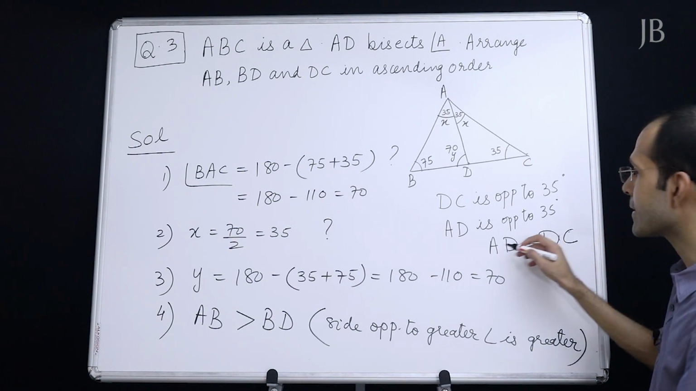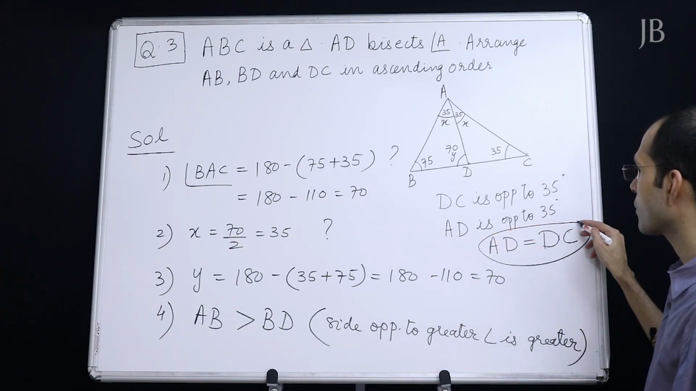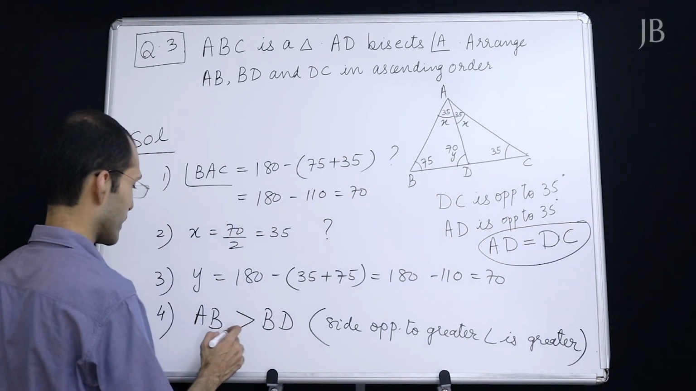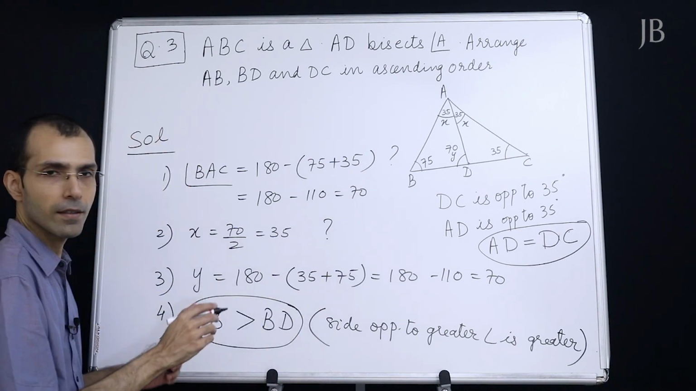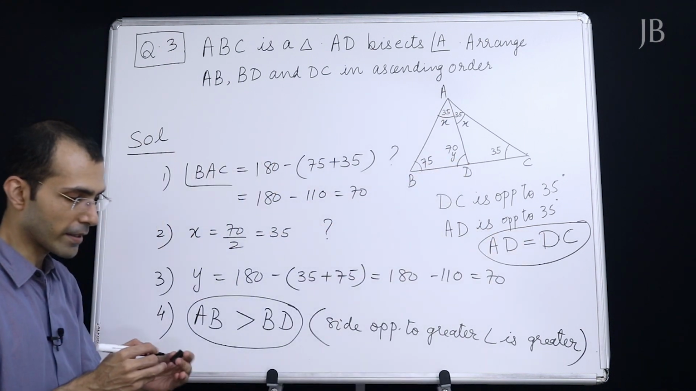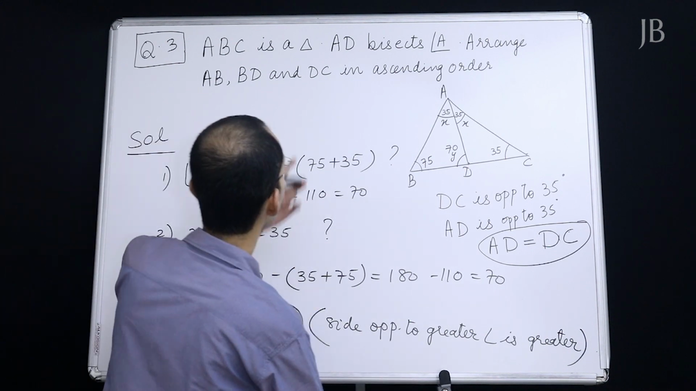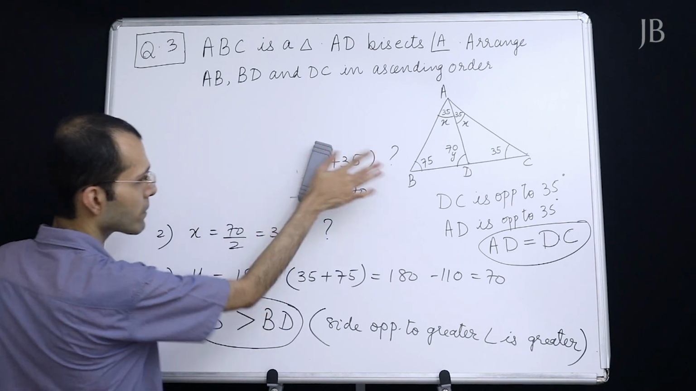So AD and DC are equal. So this one logic we have now found out, and somewhere else we found out this AB greater than BD. And now we came to a conclusion that AD is equaling DC. Now connect both of them and see whether we can get whatever is asked in the question.